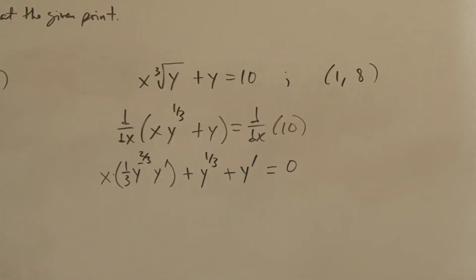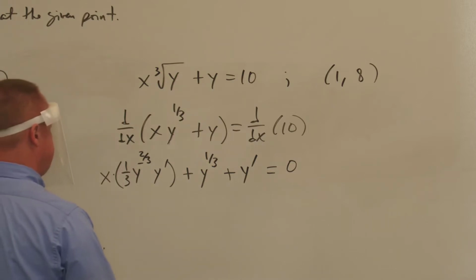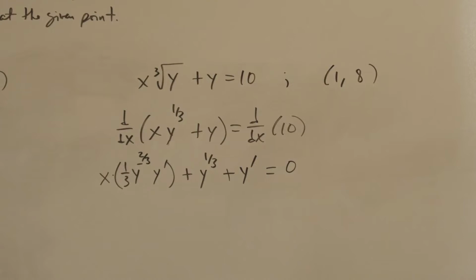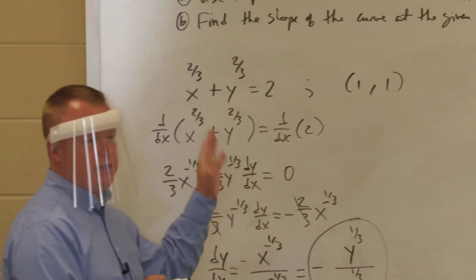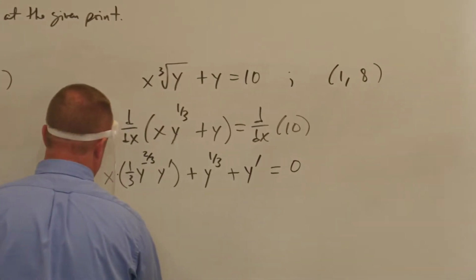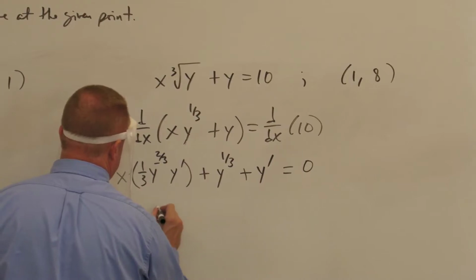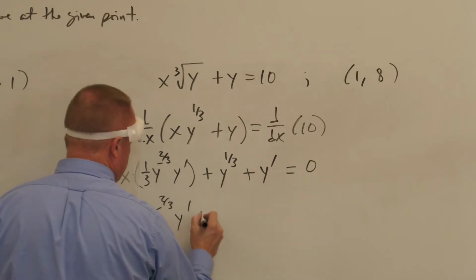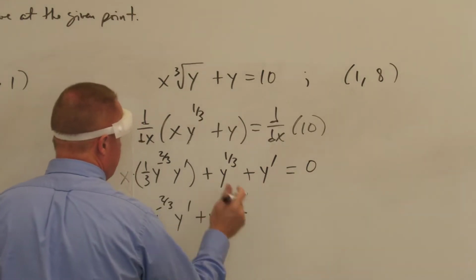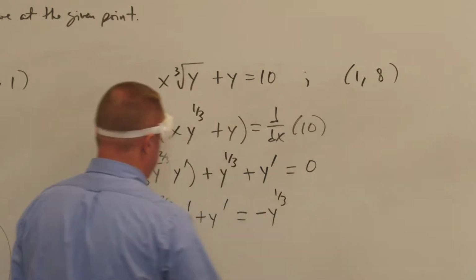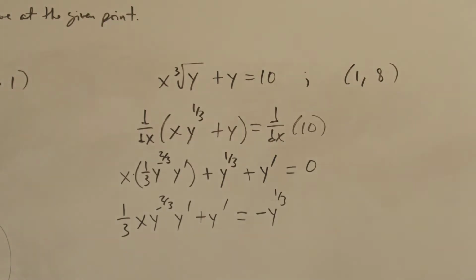Okay, all right, so let's reduce this a bit. Now what we want to do now is solve this for y prime, right? So get everything with y prime in it on one side and everything else on the other. So I'm going to have 1/3 x y to the negative 2/3 y prime. I'm going to leave that y prime on the left. Move the y to the 1/3 to the other side. So that'll give me a negative y to the 1/3. All right, so I just moved it around there.